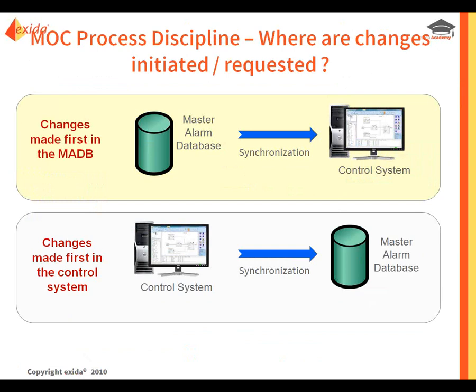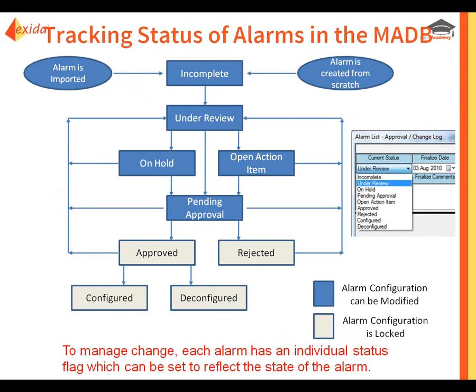So even if your process is to make the changes in the control system based on MOC, you've got to be able to make sure that those are then quickly updated within the master alarm database. Now, one way to help support that process and keep track of which alarms have gone through rationalization and which ones you have to be concerned about changes to is, again, for the master alarm database to be able to track your progress for each alarm.